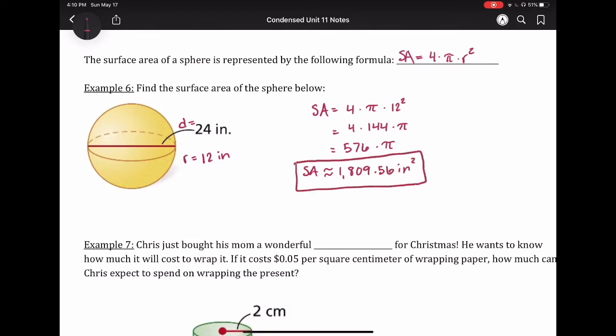Note that even though it's a sphere, the surface area is still square inches.